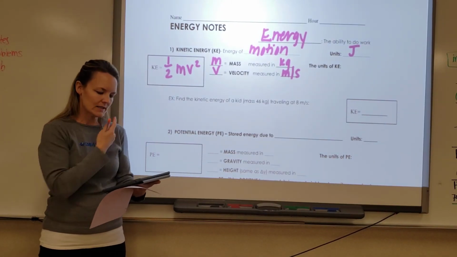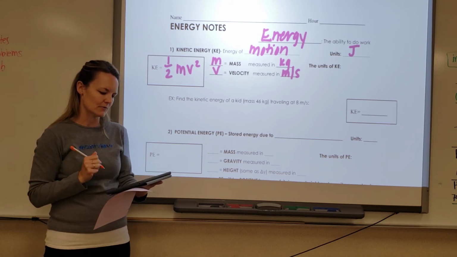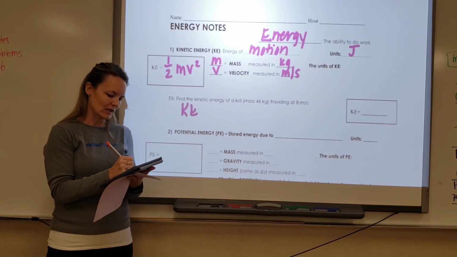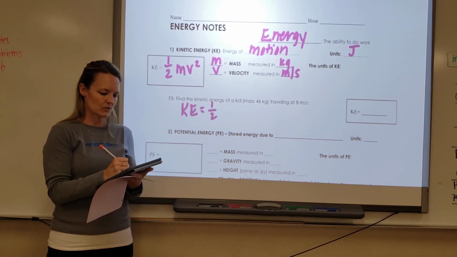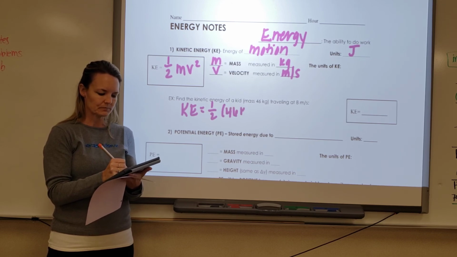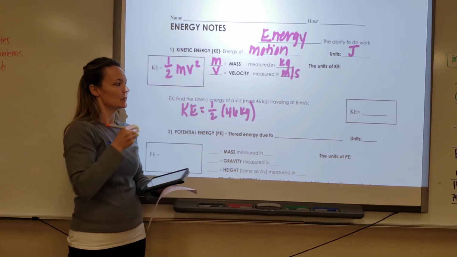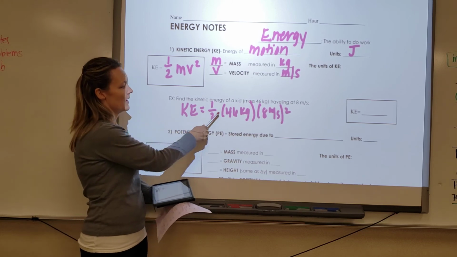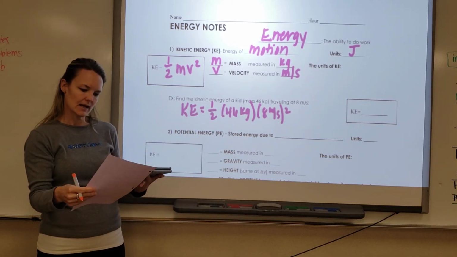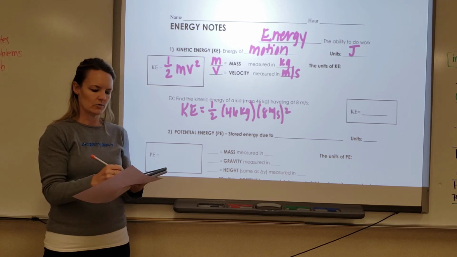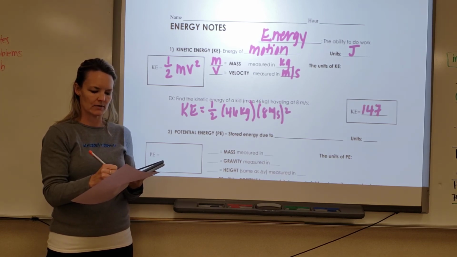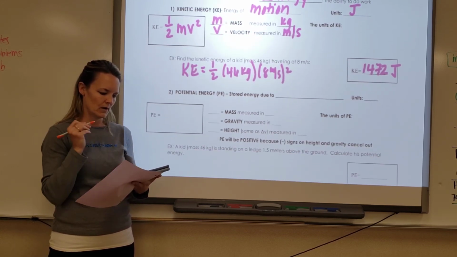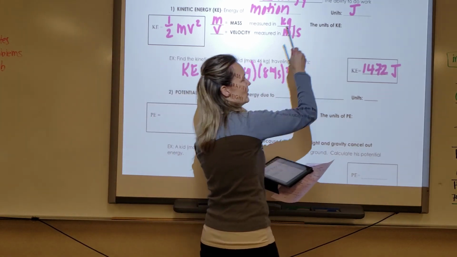If you wanted to find the kinetic energy of a kid with a mass of 46 kilograms, if they were traveling at 8 meters per second, kinetic energy is 1/2 times your mass, which is 46, times your velocity, which was 8 meters per second, squared. When you take 1/2 times 46 times 8 squared, I got approximately, and you can round differently, 1,472, and then the units for both types of energy are going to be a joule. Right here, the units of kinetic energy.